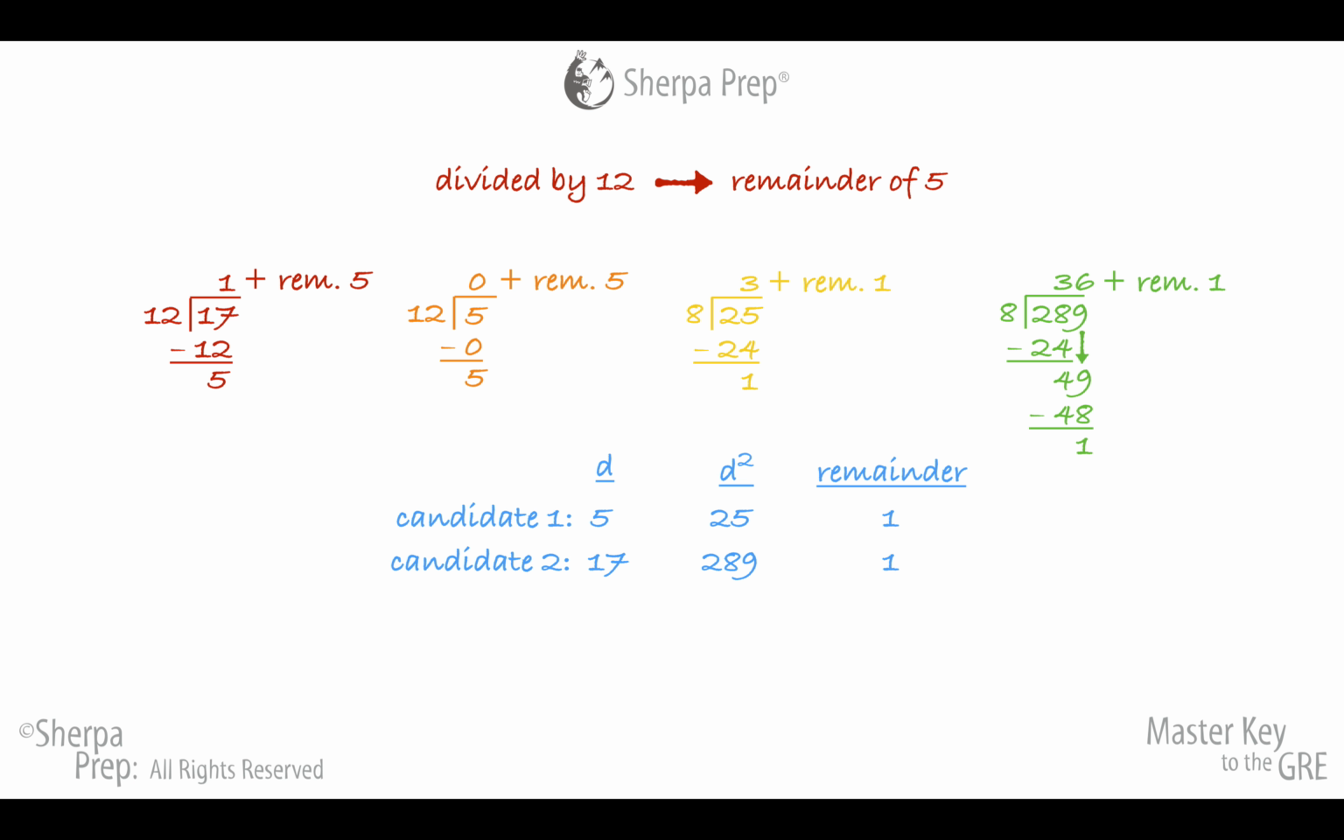And as we've seen, whether D is 5 or 17, when we square D and divide by 8, we get a remainder of 1. And there you go. That's the reason here that 1 is the correct answer.